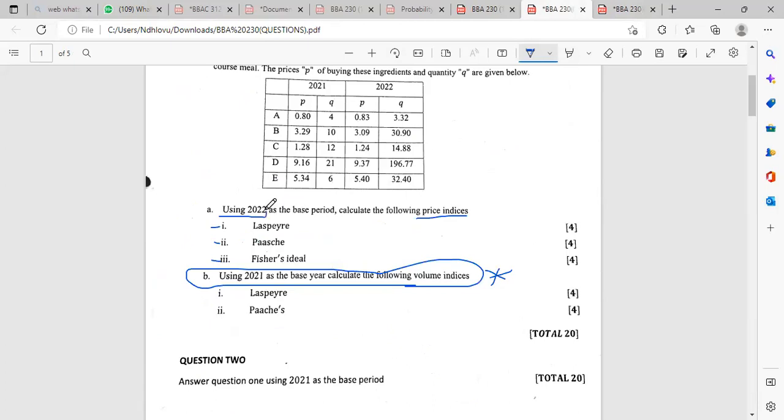So we have to pay attention to details. Where they're saying in question A, we are using 2022 as a base year or a base period. So this is the reason why we are supposed to pay extra attention to details so that we don't make mistakes as we are looking at this kind of equation. All right, so getting down to part B of the question.